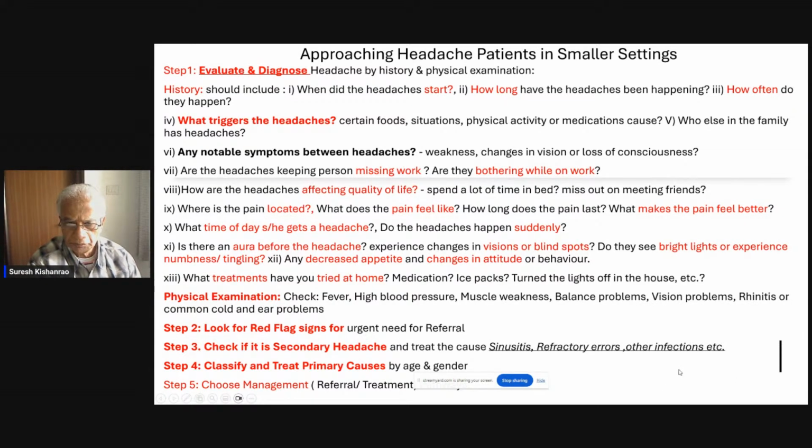Secondary headaches, basically you look for sinusitis, refractive errors of the eyes, and any other infections. If the case does not need referral, you will classify to see whether it is tension headache or migraine headache. Then look into their age, gender, and other situations and plan your treatment. The treatment or the management depends upon the individual and the situations.